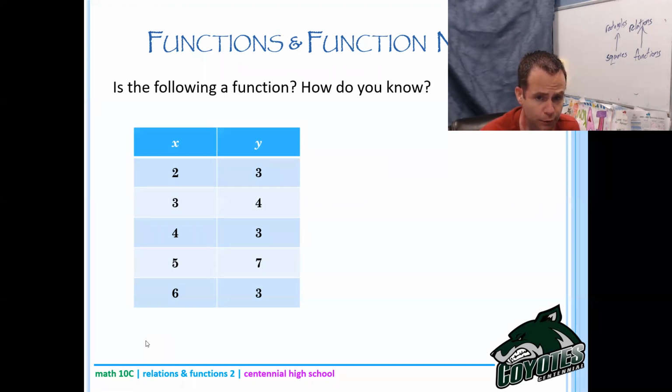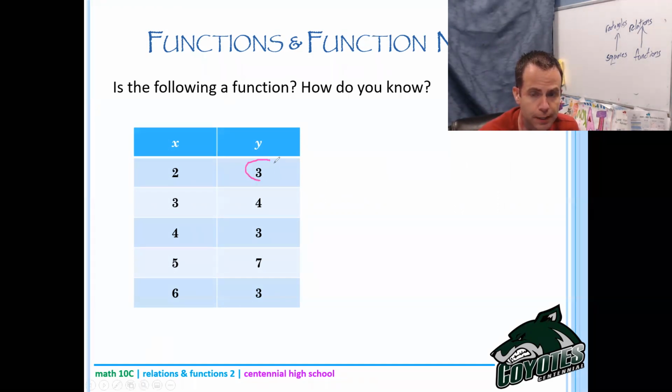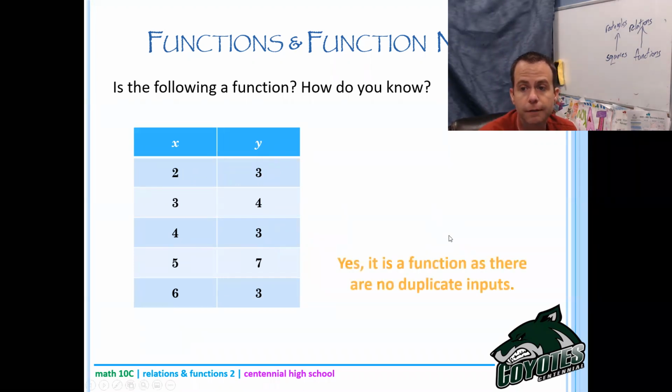Some of you may look right away and say, oh, look, there's a 3 here and there's a 3 here. That's totally okay. What that's saying is person number 2 is trying to live in house 3 and person number 4 is trying to live in house 3. That's okay. We can have as many people living in the same house as we want. When I look at the x's, there are no duplicate x's here. And so that means this guy is for sure a function, okay?